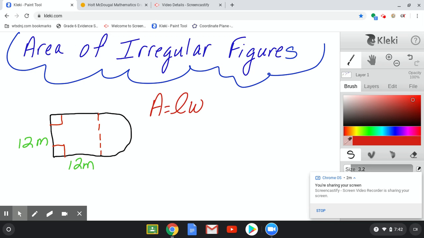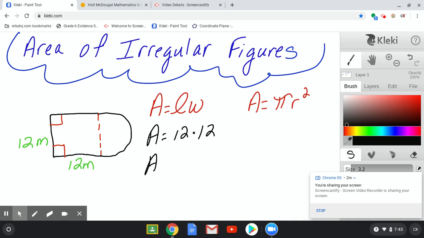And then I have to remember the area of a circle. The area of a circle is pi times radius squared. All right, so I'm going to work with my square piece first, this piece right here. So my area is equal to a length of 12 and a width of 12. So my area of the square part, 12 times 12 gives me 144. And in this case, that would be square meters. All right, so I have the area of my square.